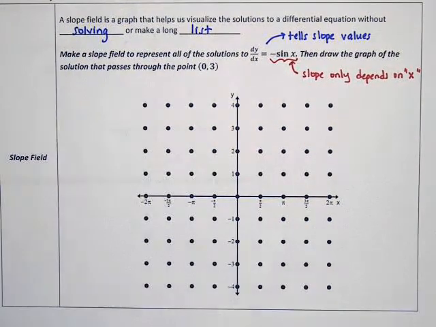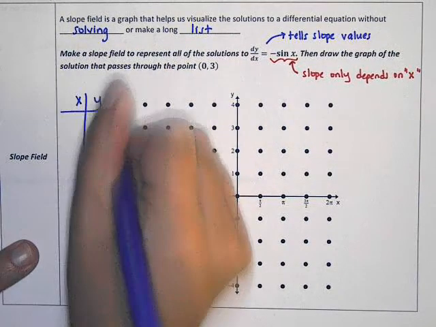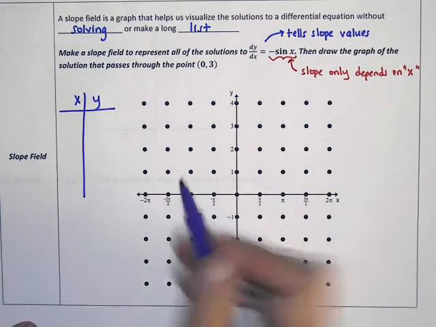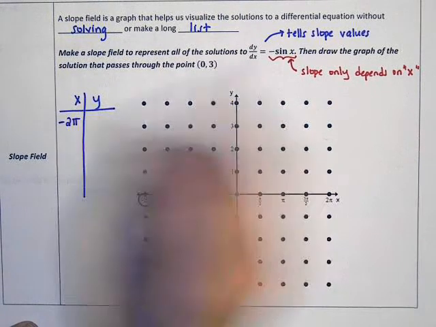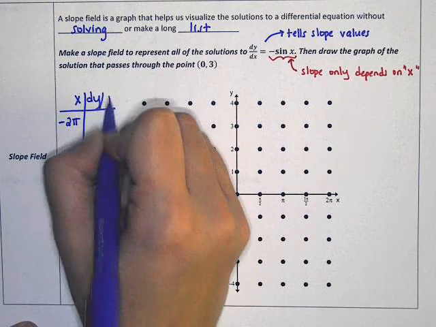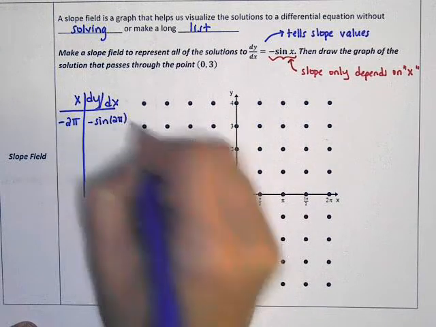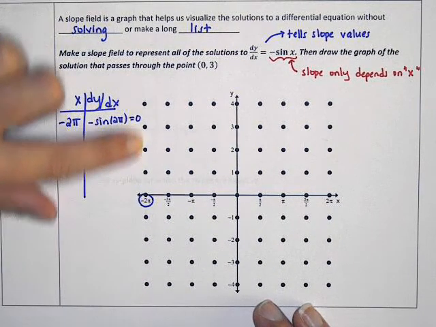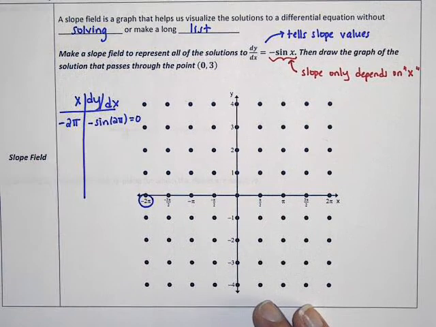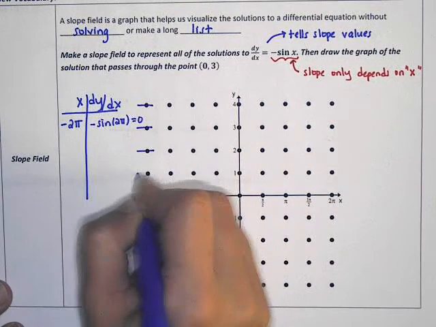So let's make a list of some slopes that we can know. When the x in our chart is negative 2 pi, dy over dx will be negative sine of 2 pi. Now, sine of 2 pi is 0. So it would be 0. So in this entire column, where all the x values of those little dots are negative 2 pi, I'm going to draw a slope of 0, which looks like a horizontal line.